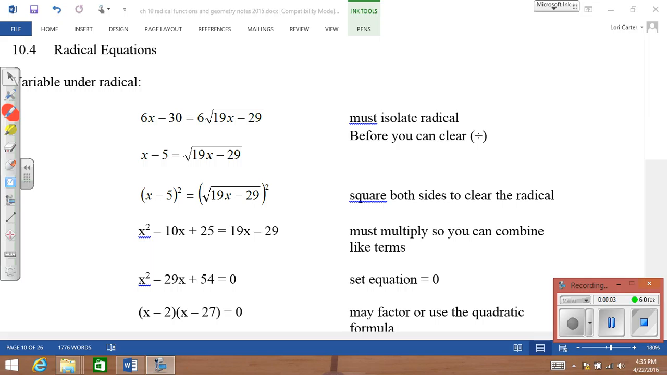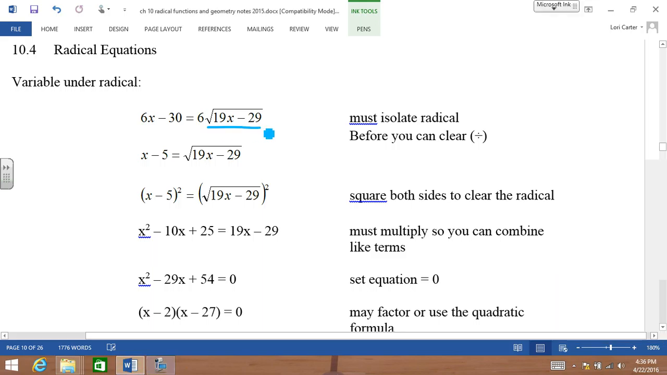Today, we're learning how to clear radicals. When we're clearing radicals, that means there cannot be a square root in either side of the equation. In order to clear a radical, though, it must be up by itself. So the first step is to get this square root by himself.